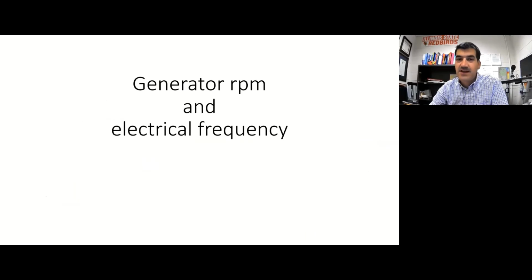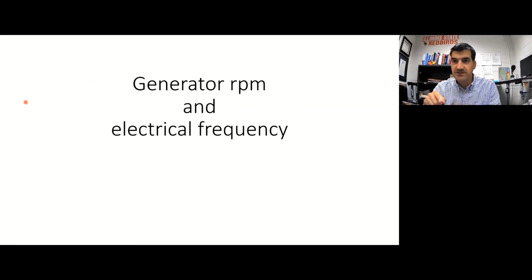All right, and one of the last things I want to do today is talk about the relationship between RPM and electrical frequency. And that is, how fast am I spinning the rotor? Whether that rotor has the magnetic field or the armature doesn't really matter. But the question is, how fast do I need to spin that rotor in order to get the desired electrical frequency output?